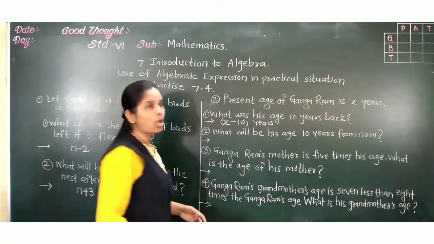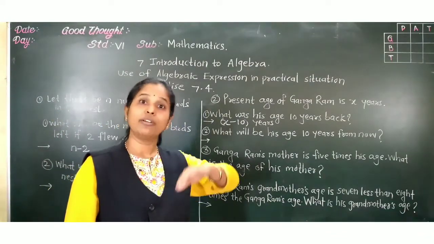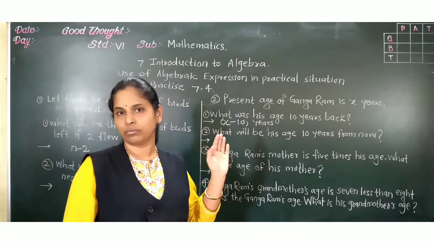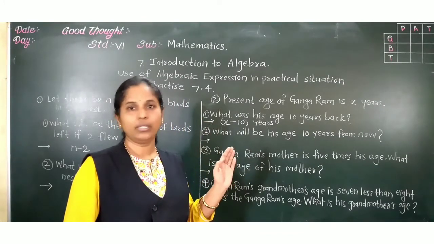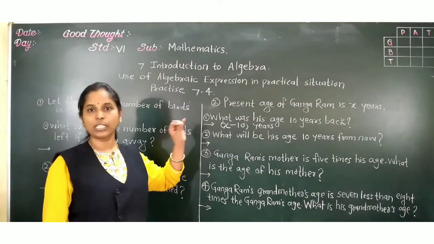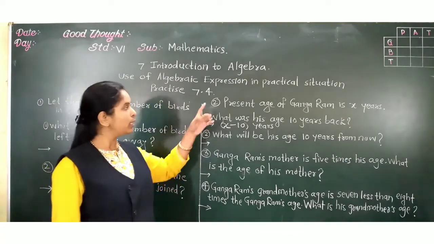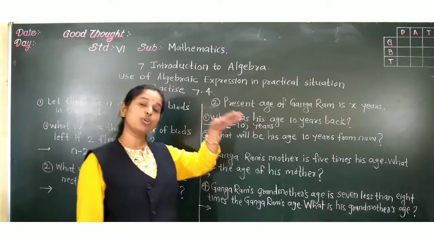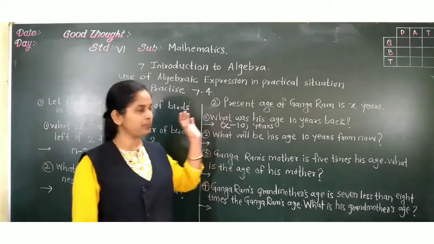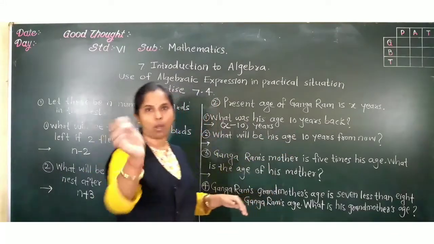Okay. Suppose you are 15 years now. Your age is 15 years. 10 years before, what would your age have been? It would be 15 minus 10, that is 5 years. Before 10 years your age was 5. Like that only. Gangaram's present age is x. So before 10 years what would his age be? x minus 10.